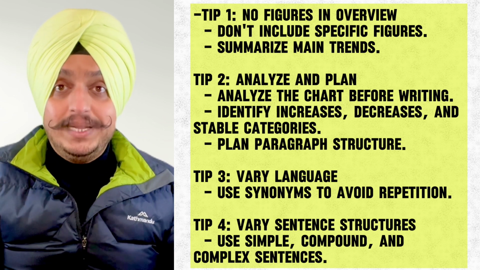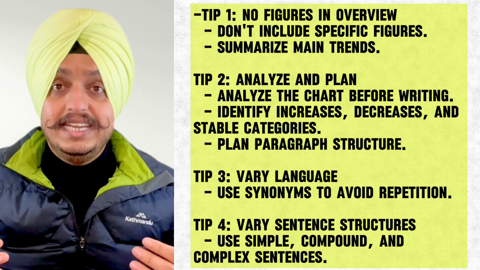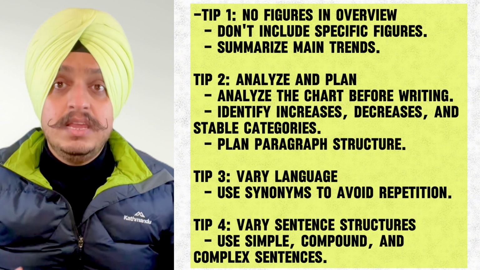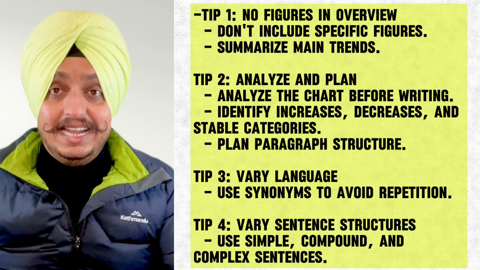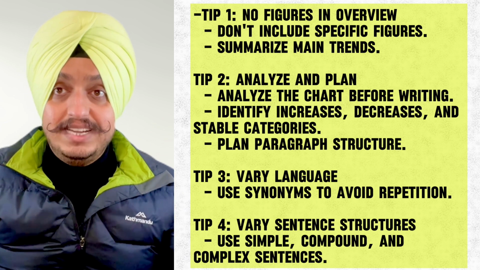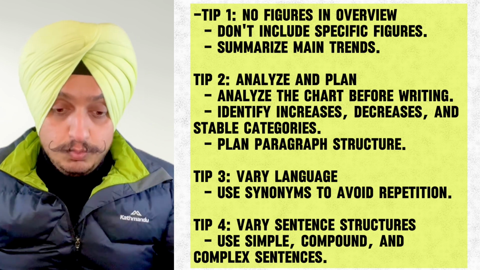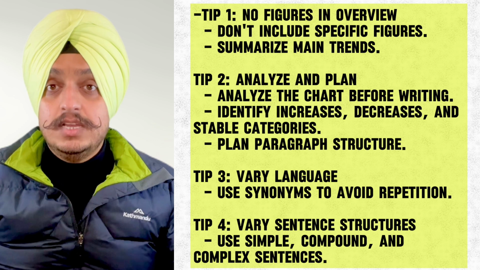The steps for doing that are: identify significant increases or decreases, note any categories that remain the same, and plan how to group these observations into different body paragraphs. So instead of just listing every detail, focus on major trends such as what increased, what decreased, what remained the same, and then make comparisons with the figures.